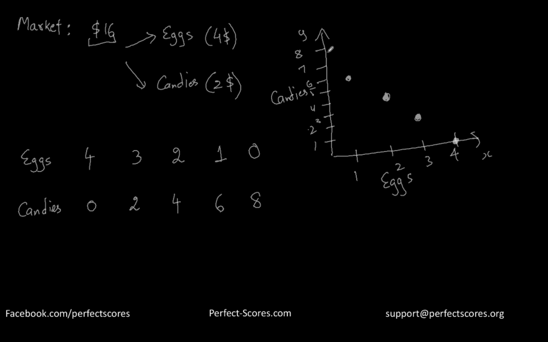And if you buy no candy, so that comes here. Right. So what is this? If I just jot down all these points, what do I get here? This curve over here is known as the production possibility frontier.